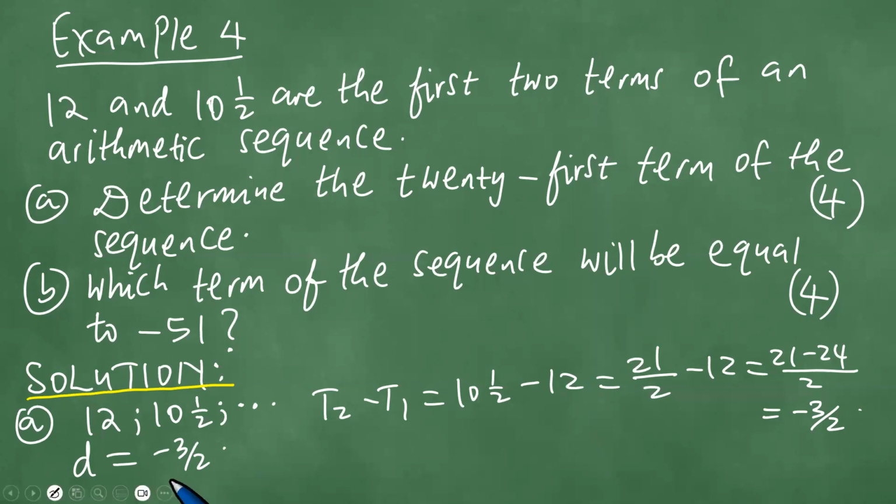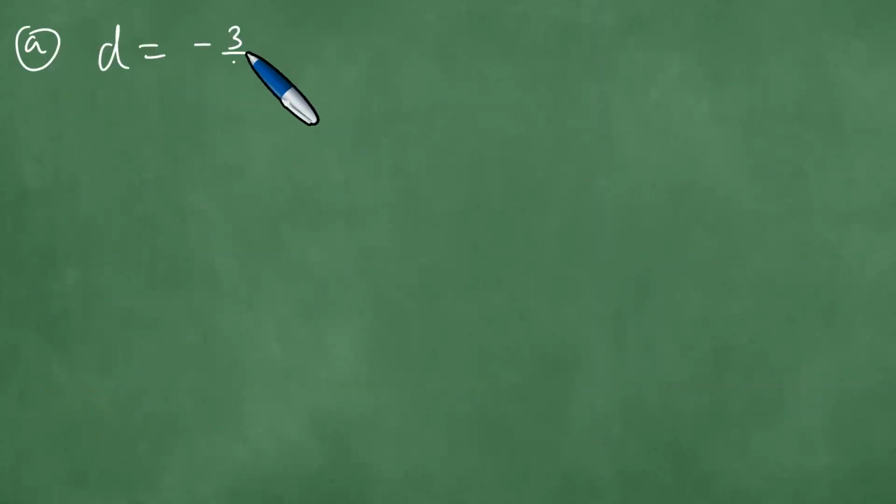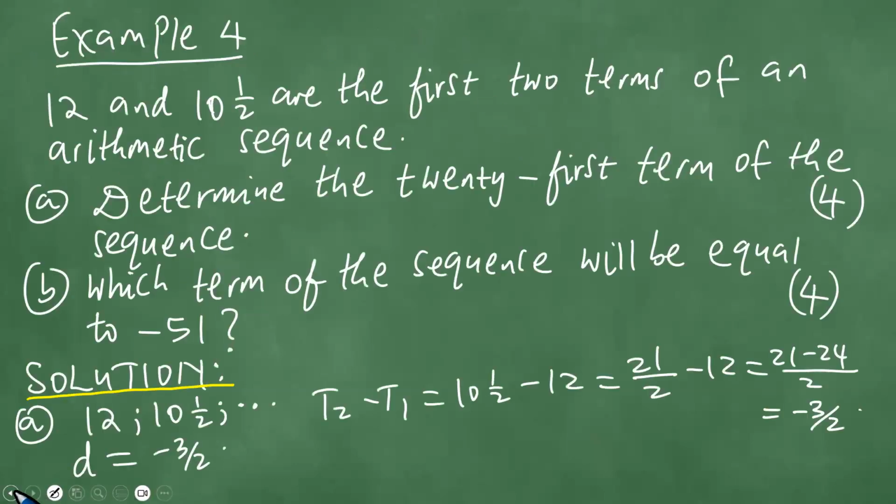Now, with that said, we have that the common difference is -3 over 2. The sequence itself is 12, 10 and 1/2. Determine the 21st term of the sequence.